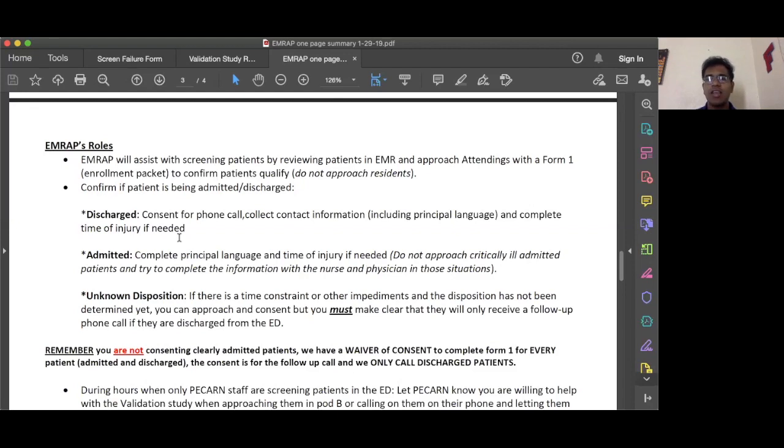So we can consent in 2 languages, so Spanish and English. And the reason we can consent in these 2 languages and not others, even though we might have translators, is because we only have letters of information in English and Spanish. So we do not approach patients who are non-English or non-Spanish speaking.